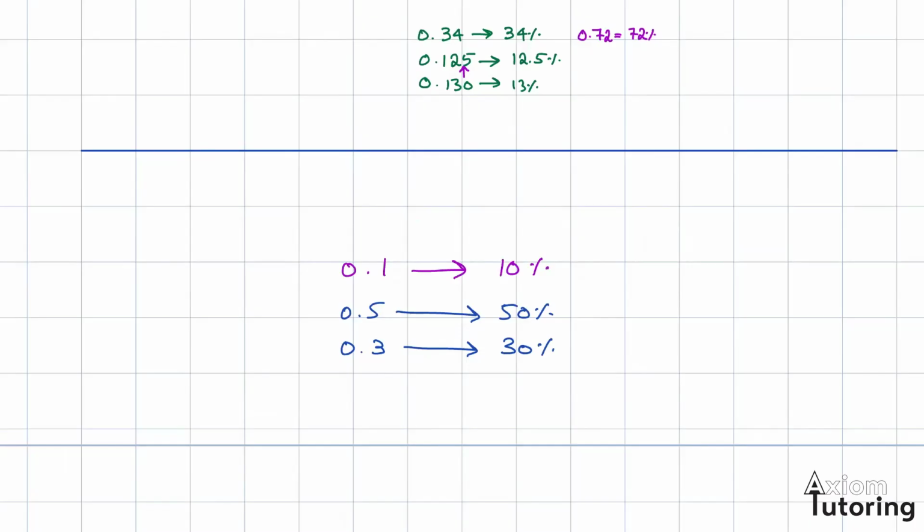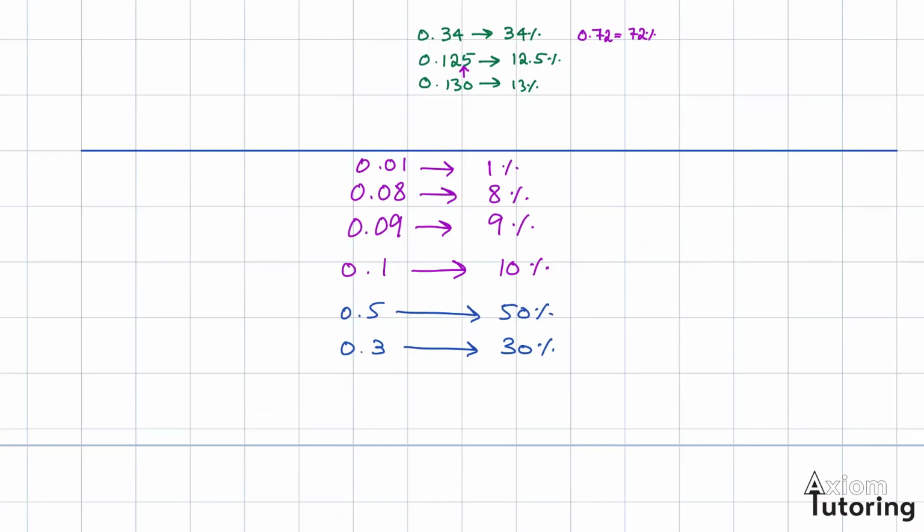So what comes before 0.1? Well, 0.09. So that's 9%. 0.08 is 8%. 0.01 is 1%.